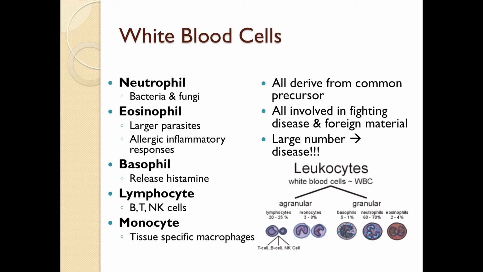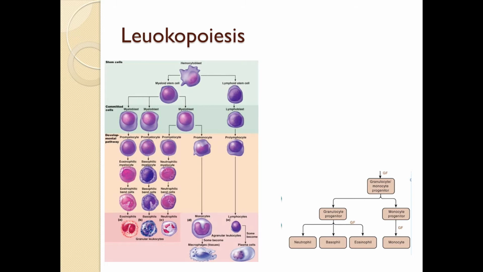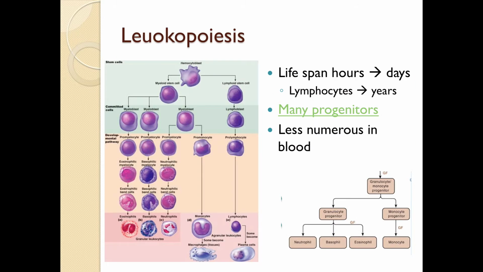Lymphocytes are the specialized cells of the immune system, B, T, natural killer cells, and monocytes are the tissue-specific macrophages. So most of the time there are specialized monocytes in each area. It's kind of like a security guard in each area. They just take care of local infections in that tissue, and then the whole team is called in when things get really bad.